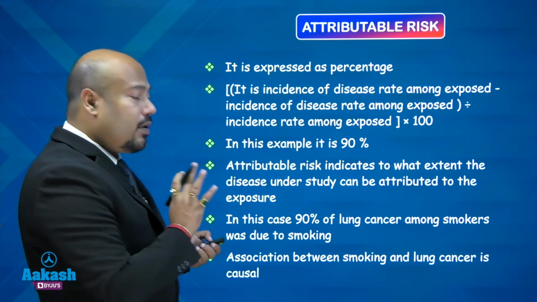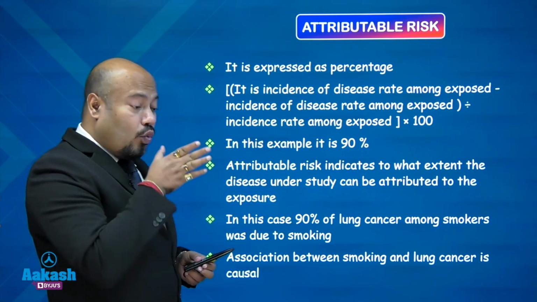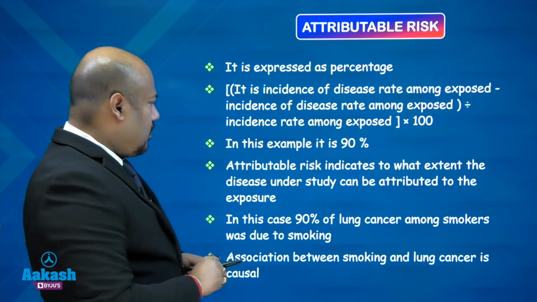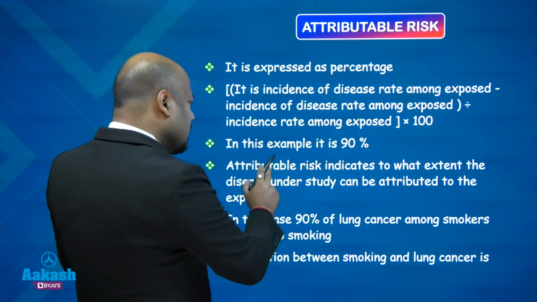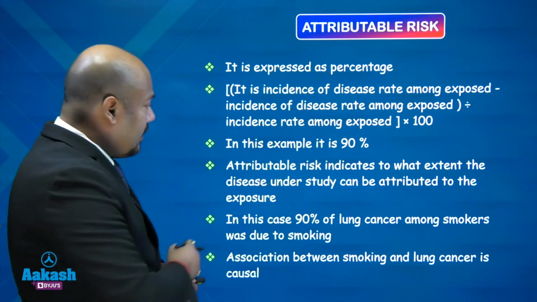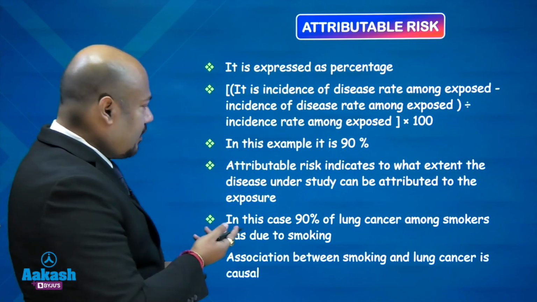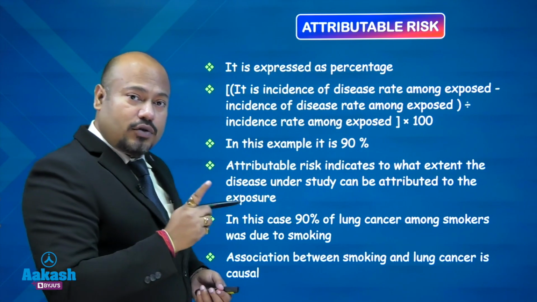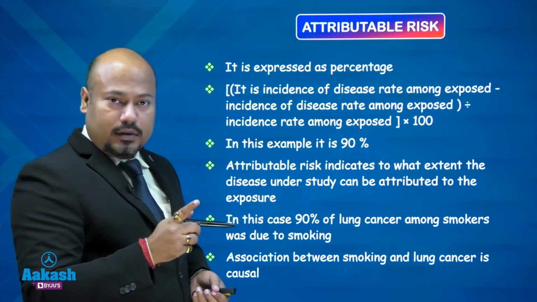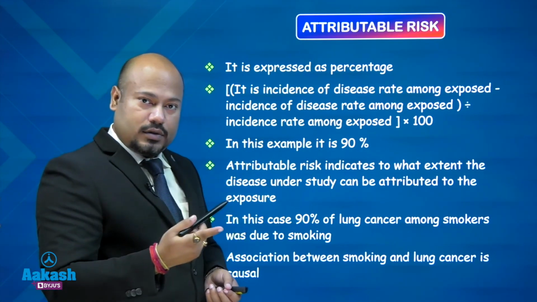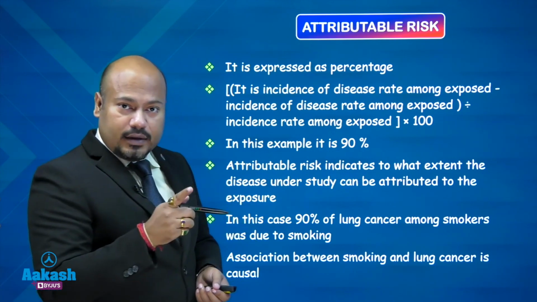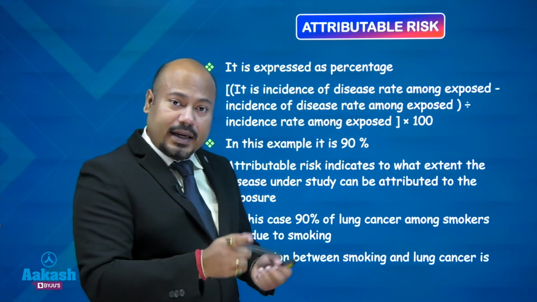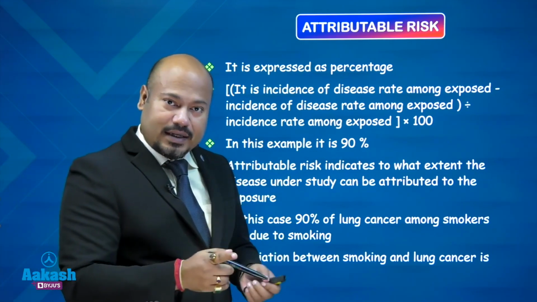Now what does the attributable risk say? It says to what extent that particular risk factor is responsible for the disease. Indicates to what extent the disease under the study can be attributed to the exposure. So here in that previous example we have taken, the attributable risk coming is 90%, which means 90% of lung cancer among the smokers is due to smoking, 10% can be due to other cause. 90% is due to smoking, 10% is due to other cause. We have seen the other cause: air pollution, passive smoking, nickel chromium exposure, asbestosis, male sex.